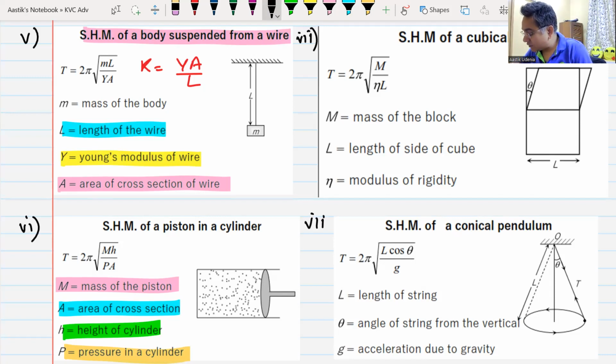The 8th number is the conical pendulum. I've already told you about the conical pendulum. This is the formula for the conical pendulum. I'll give you 2 or 3 minutes to note them down. Any one of these will come as a straightforward question, so remember this.